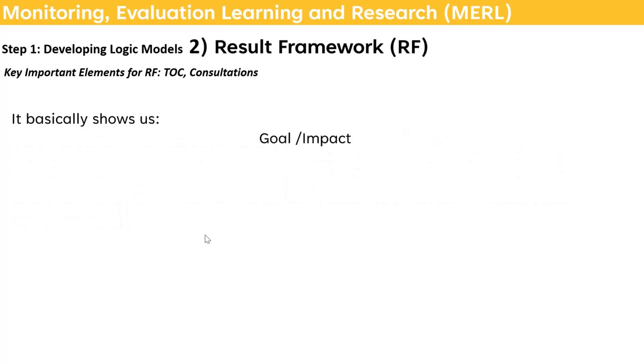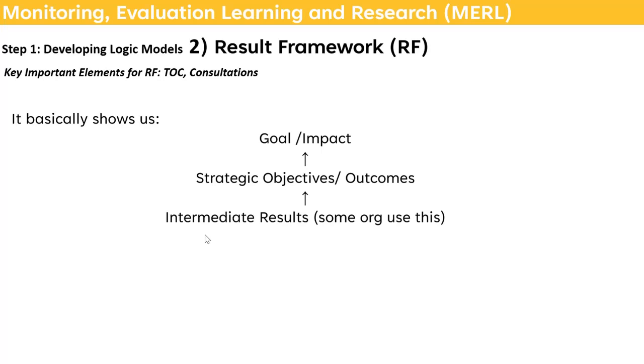It basically shows us the goal, strategic objective, outcomes, etc. The intermediate results. Some organizations use intermediate results also. Some organizations use outcomes, then the outputs, and here the activities and the inputs. So in this sequence you will go activities, output, and then the intermediate results. But you will have to start from the goal, because if you have a goal, you can decide about the strategic objective, the outcome, and then the results, and then the output, and then the inputs.